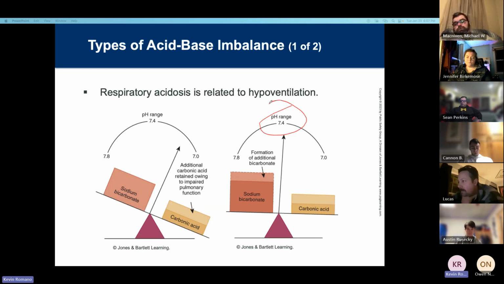All right. So if the patient has increased carbonic acid, additional carbonic acid retained owing to impaired pulmonary function, if we can just change that and ventilate that patient to a normal range, our pH is going to become better. Formation of additional bicarbonate comes into place, and we can start reducing that systemic vasodilation and becoming more of a homeostasis. Does that make sense to everybody? Did I explain that okay? Do I need to go back over it again?